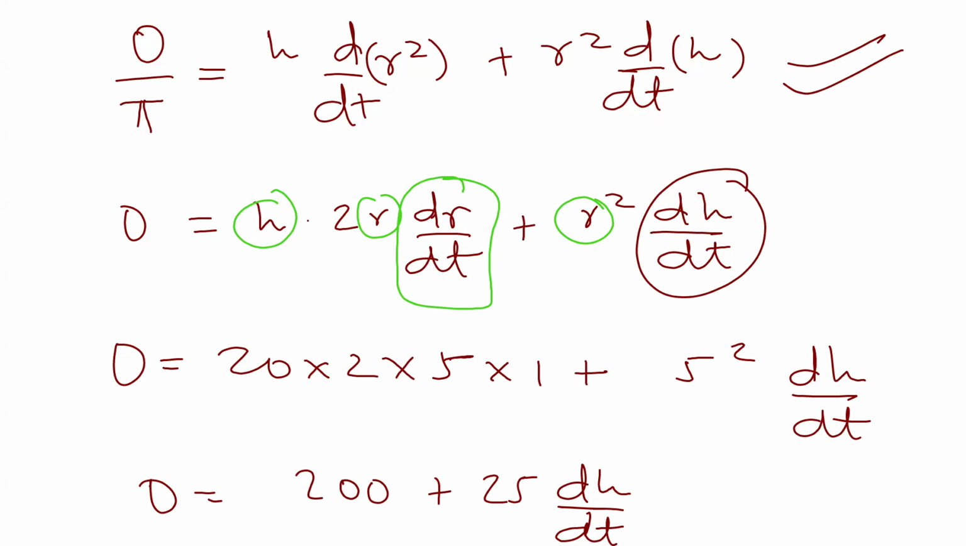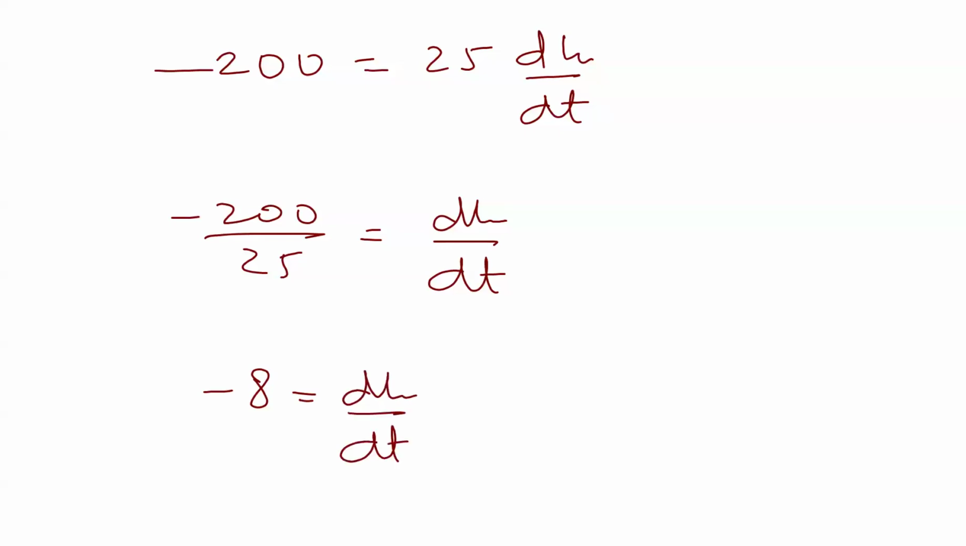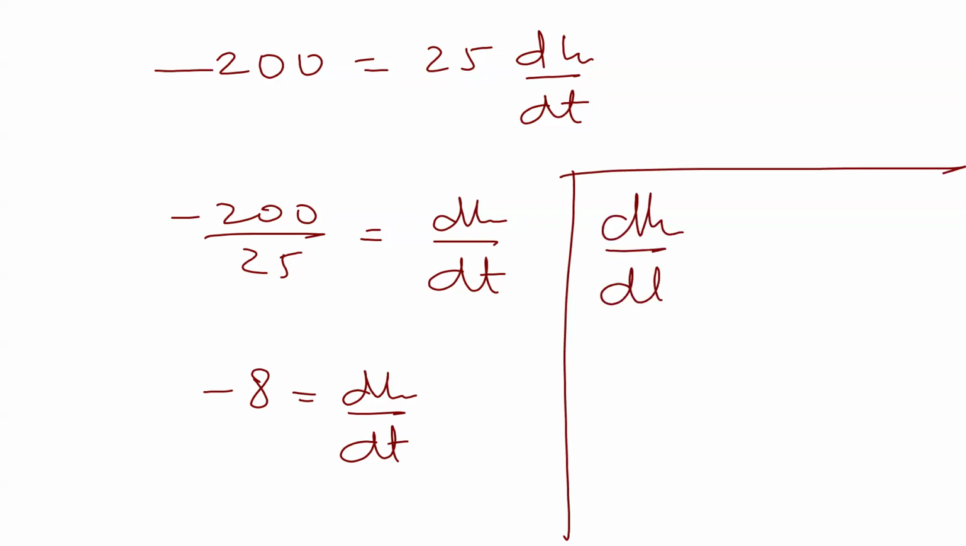So minus 200 is equal to 25 dh by dt. So minus 200 upon 25 is equal to dh by dt. So minus 8 is equal to dh by dt. So the height is decreasing. Why decreasing? Because we got a minus sign. Height is decreasing at a rate of 8 centimeters per second.